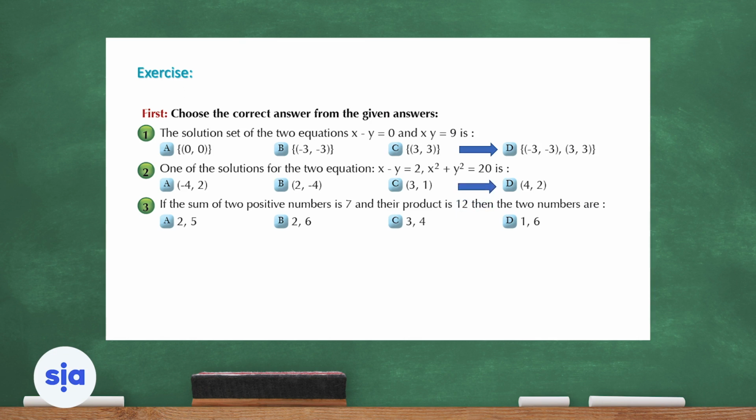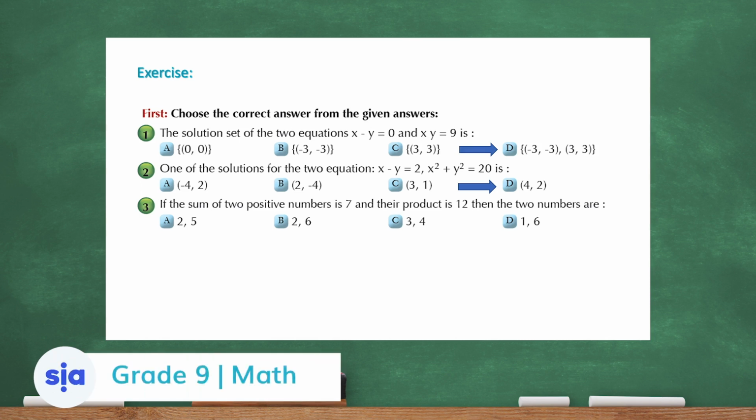Last question. If the sum of two positive numbers is 7 and their product is 12, then the two numbers are, which of these choices their sum is 7? 2 and 5, yes. 2 and 6, definitely no. 3 and 5, maybe. 1 and 6, maybe. But which one from A, C, or D, their product is 12? Yes, excellent. Choice for sure is choice C.